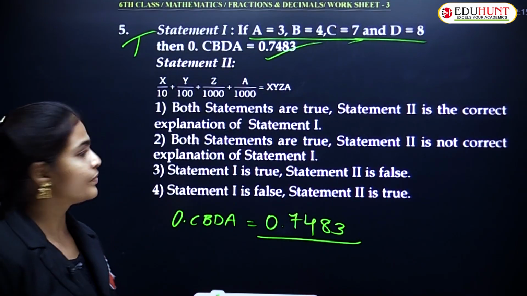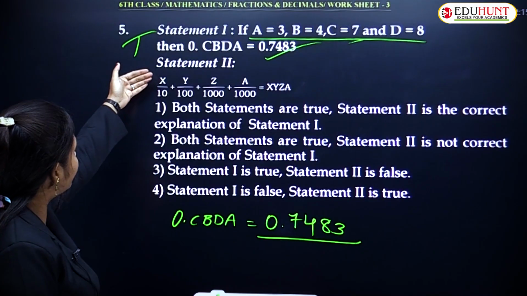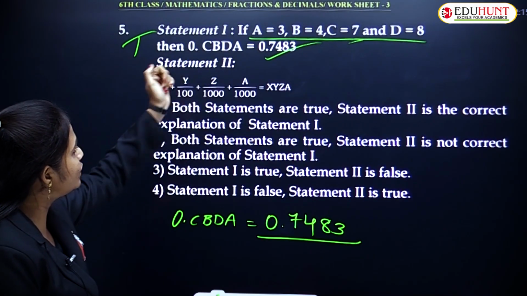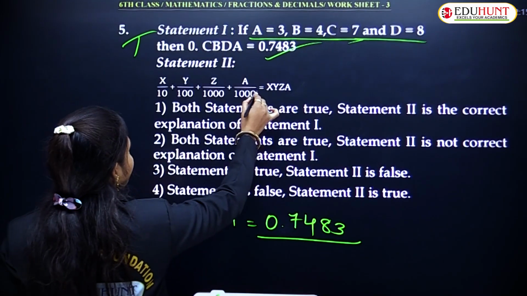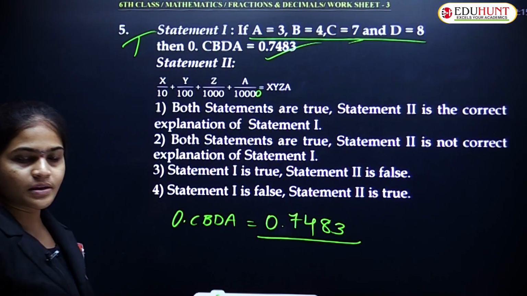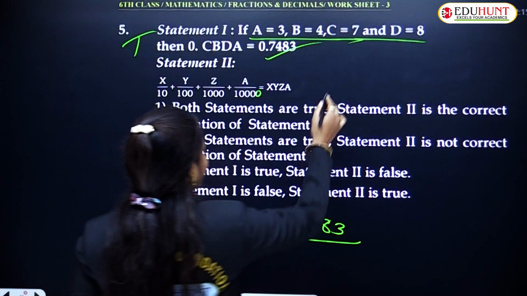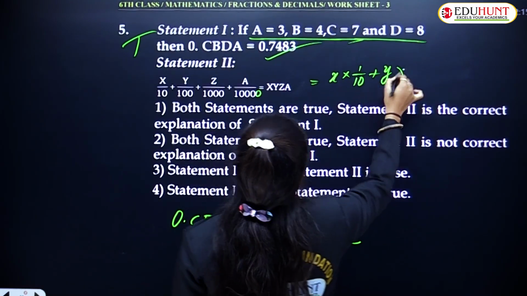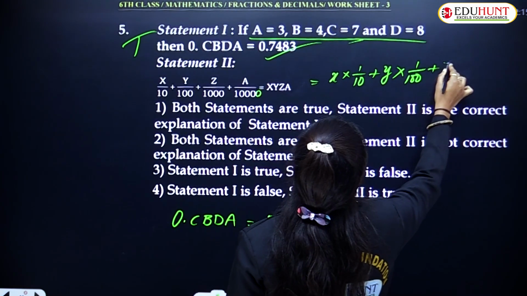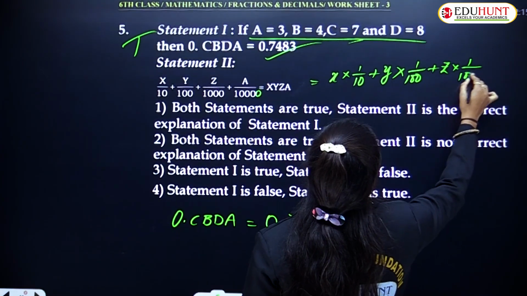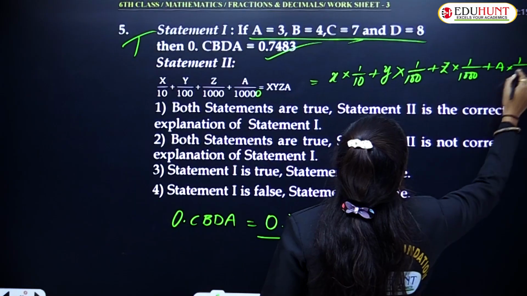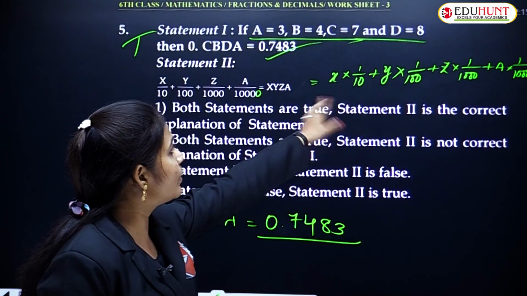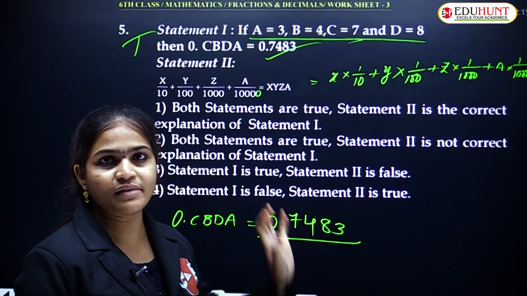Statement 1 is true. Next we come to statement 2 here, x by 10 plus y by 100 plus z by 1000 plus a into 10,000 again. Actually these are the place values. We can write this one as x into 1 by 10 plus y into 1 by 100 plus z into 1 by 1000 plus a into 1 by 10,000. Understand? Where we can see that kind of place values? Those all are decimal values only, no?